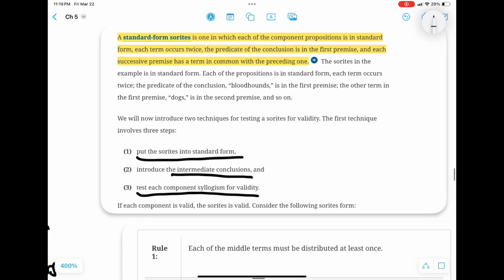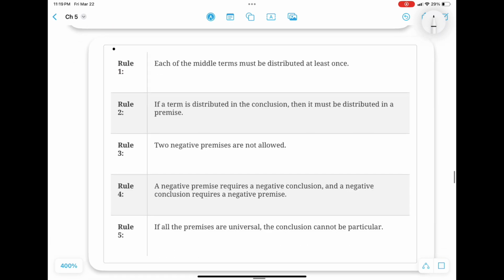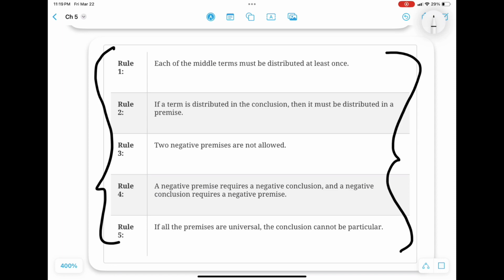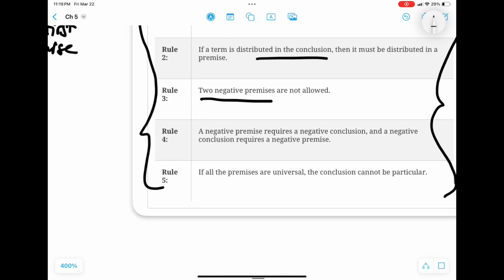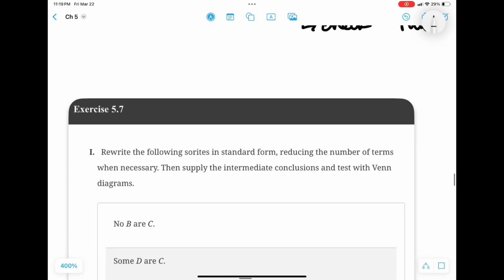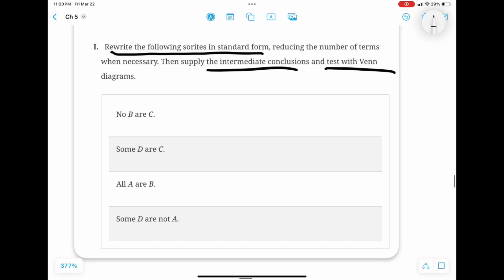So I'm going to give an example going through the first way of figuring out all the sub-conclusions of the mini syllogisms along the way. You can see here the rules for Sorites are very similar to the rules for syllogisms in general. So let's look at one example from your textbook.